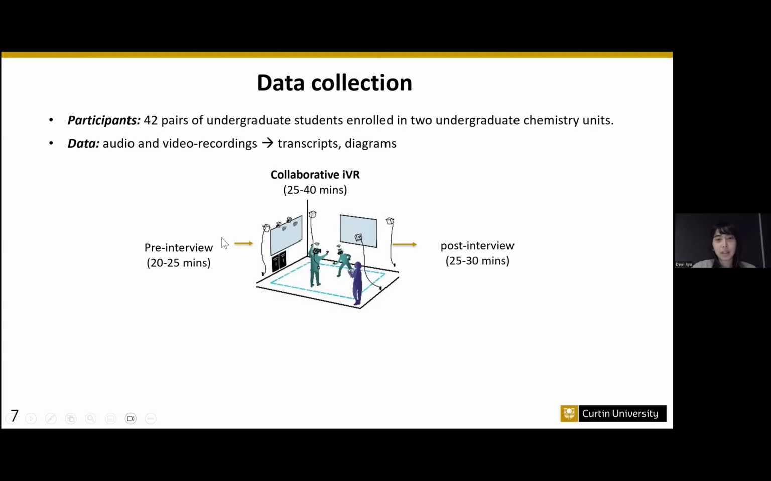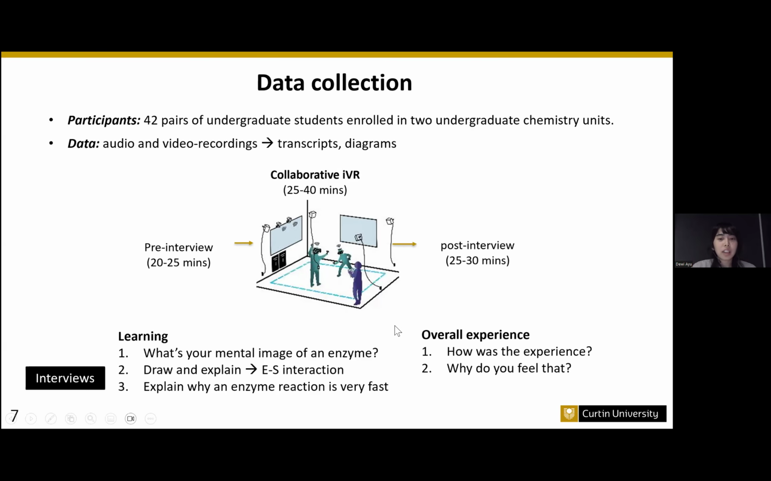So before and after the VR activity, we have a pre-interview and post-interview, approximately 20 minutes, and the VR activity itself is 25 to 40 minutes, depending on the pair of students. So the interview mainly has two different parts.